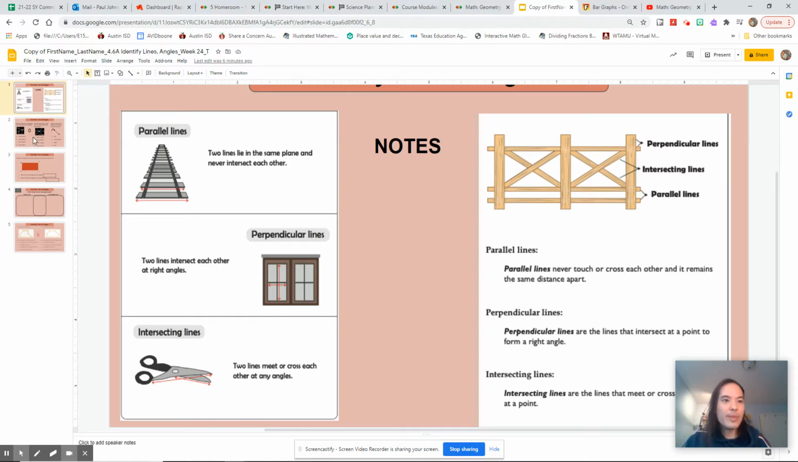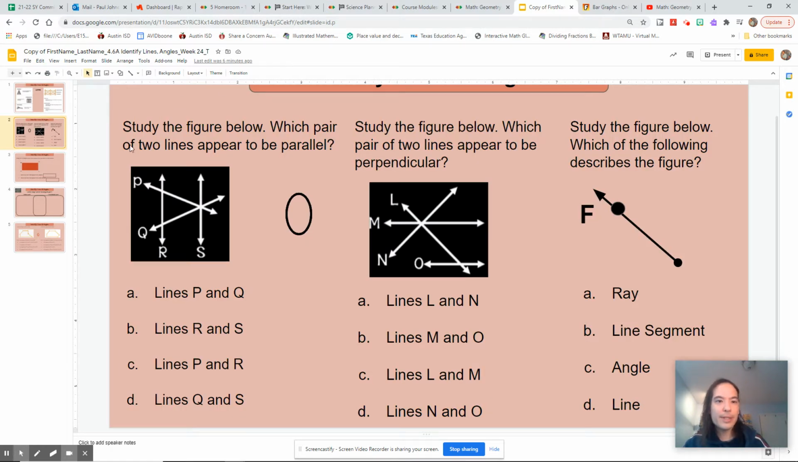Let's take a look and see where we can find parallel lines going side by side forever, perpendicular lines intersecting at a 90-degree angle, or intersecting lines, just two lines that cross each other at any angle. So study the figure below. Which pair of two lines appears to be parallel? Remember, in parallel, you got those two L's going side by side. Do you see two lines that are going side by side and will never touch? Two lines that look like lowercase L's next to each other.